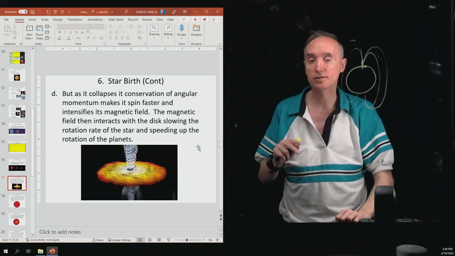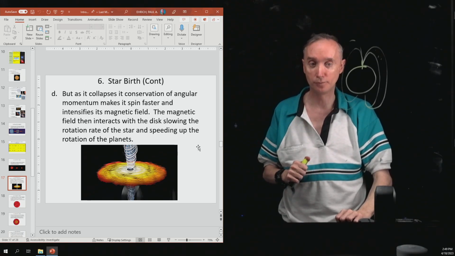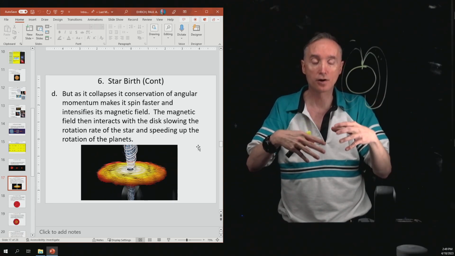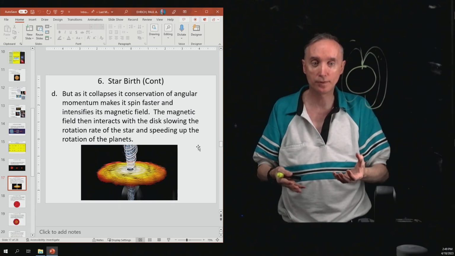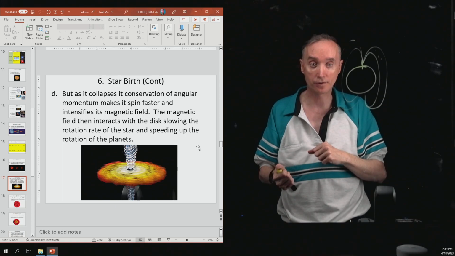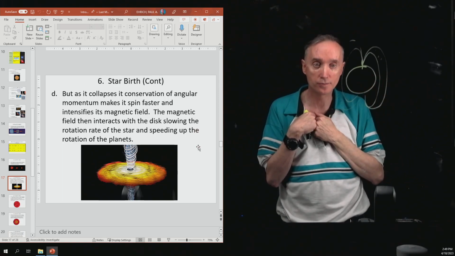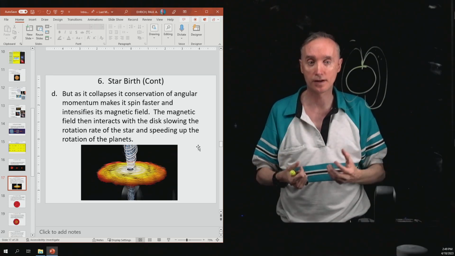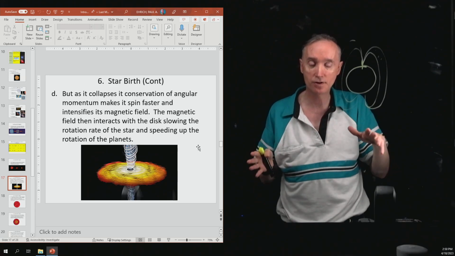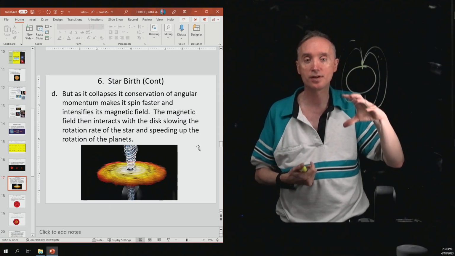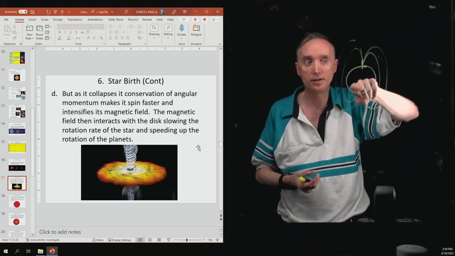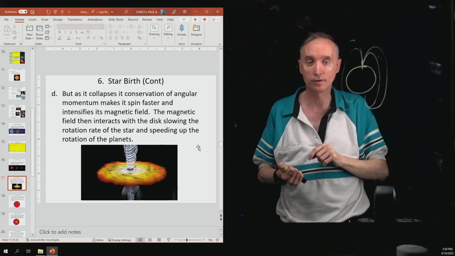And at first, it's going to have a very powerful magnetic field because as it's collapsing, according to angular momentum, it's got to be spinning faster and faster and faster. Just like the ice skater. When the ice skater brings in their arms, they spin faster and faster and faster. So as this protostar, this thing, it's not a star yet, but it's getting hotter. So this thing that's going to become the star is spinning faster and faster. Its magnetic field is getting stronger and stronger.